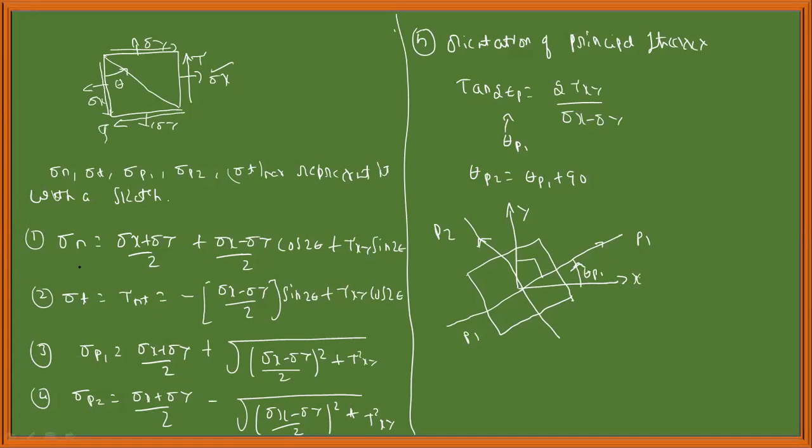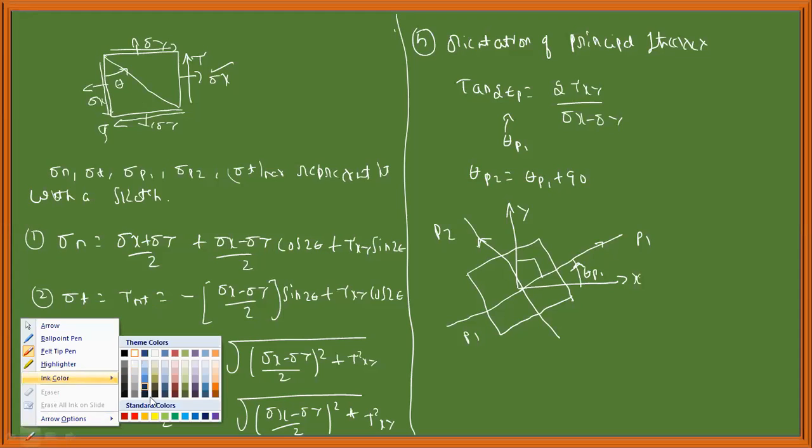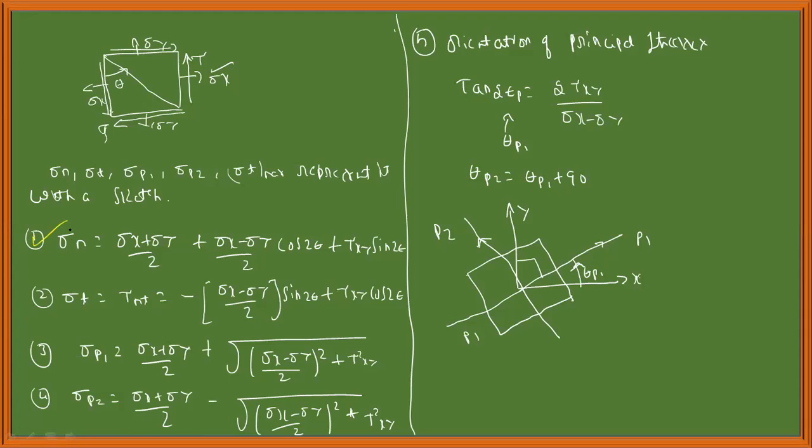First, as usual, these formulas are standard: sigma normal, sigma t. There's nothing else, no complication. We can directly find sigma p1, sigma p2. Remember the formula and substitute it. Tan 2 theta p gives the orientation of principal stress, theta p1 or theta p2. I cannot directly say whether it's theta p1 or theta p2.